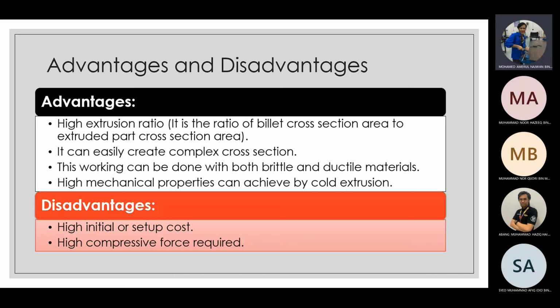Now the process has advantages and disadvantages. So for the advantages, it has a high extrusion ratio, which is the ratio of the billet cross-section area to the extruded part cross-section area. Next, it can easily create complex cross-sections. This working can be done with both brittle and ductile materials. And lastly, high mechanical properties can be achieved by cold extrusion.